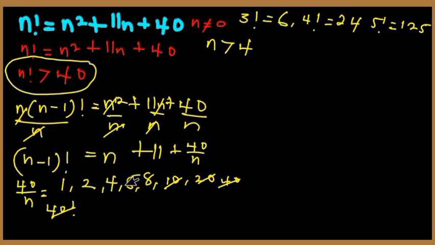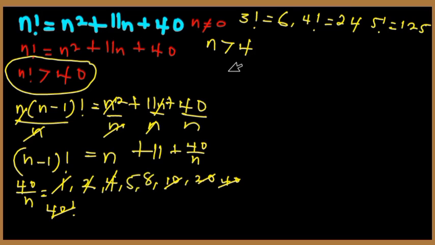Okay, so now let's come here. But from this fact, n is greater than 4. So any number less than 5 cannot be a possible solution. So let's cancel it. 4 cannot be a possible solution. 2 cannot be a possible solution. 1 cannot be a possible solution. Because they are all less than 5. Okay, so now let's consider 5 and 8.